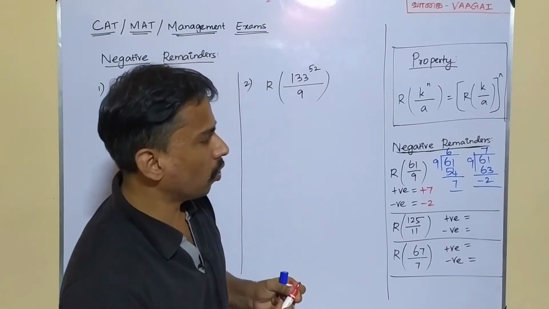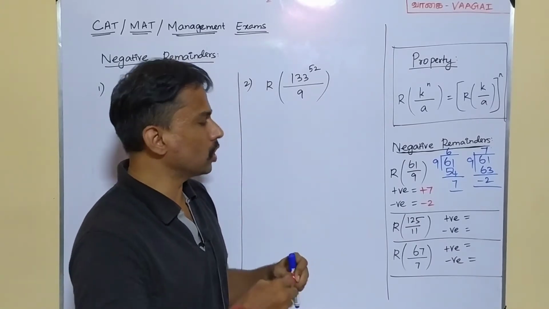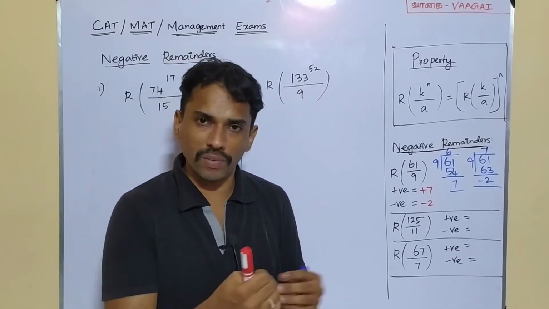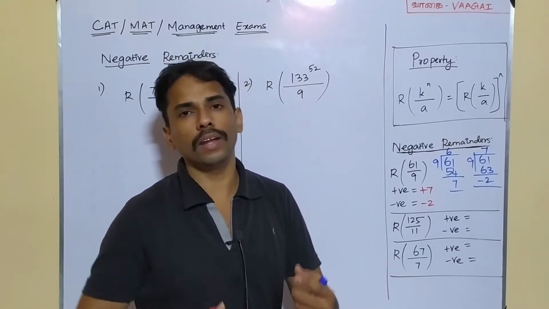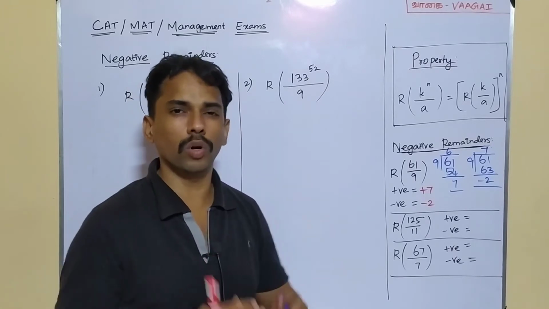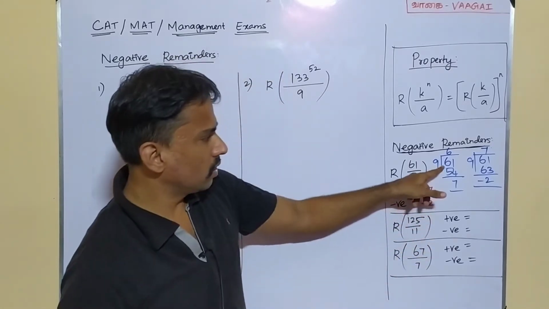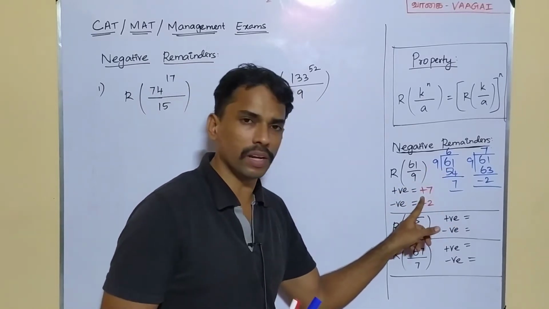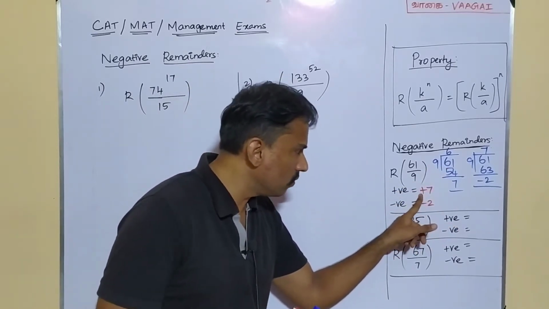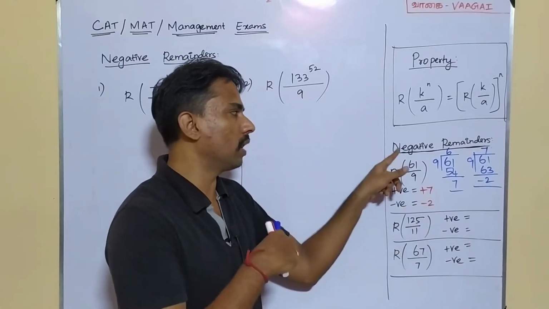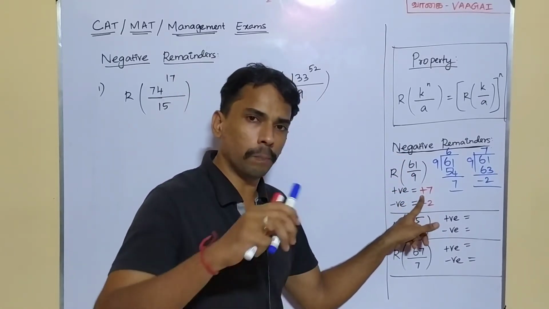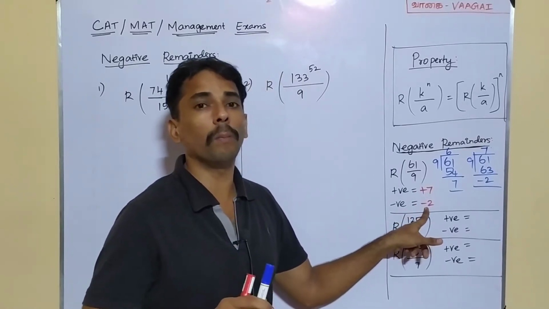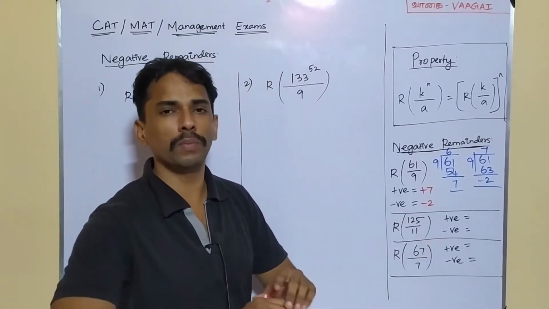I hope the idea is clear to you. This is what we call negative remainders. Now let us see the relation between a positive remainder and a negative remainder. It's going to be very simple. In this example, I divided 61 by 9 and got the positive remainder plus 7, which is equivalent to the negative remainder minus 2.